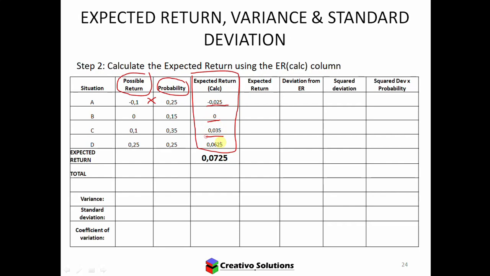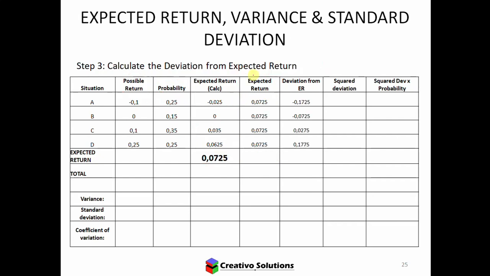If you add up all of these amounts, that's going to give you the expected return, which is a decimal, and you can convert that back to a percentage by multiplying it by 100, so 7.25%. But because we're doing calculations using decimals, we're going to leave it as is. The next part is to insert that expected return into the column for expected return, and then calculate this deviation from expected.